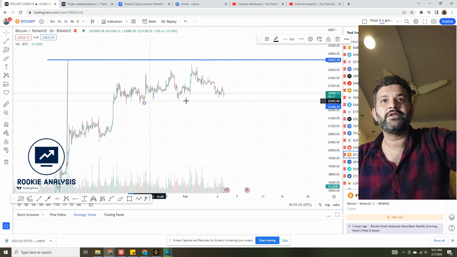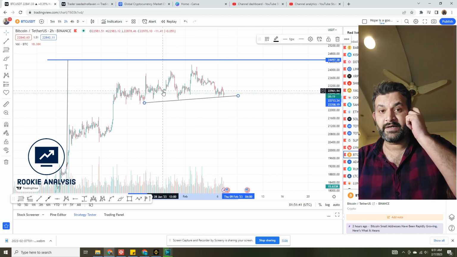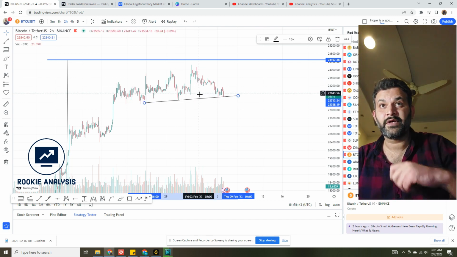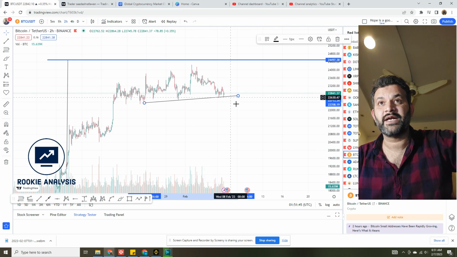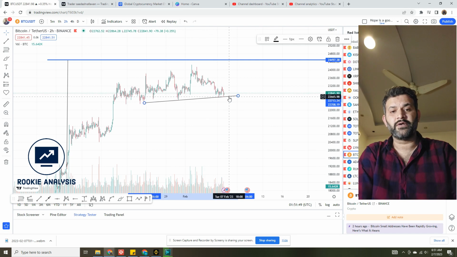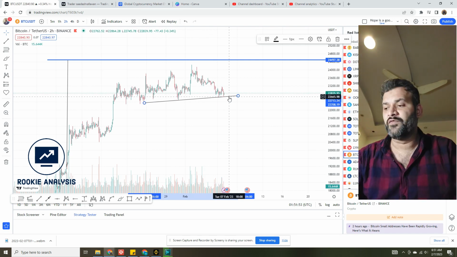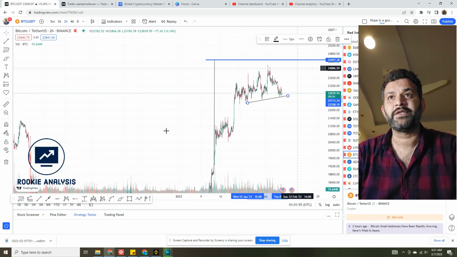So this is our head and shoulder pattern. Let me show you clearly. This is our left shoulder. This is the head, and this is gonna be a right shoulder. We're gonna see a breakout. It's not gonna be, in my opinion, it's not gonna go up. It's gonna go down first, and then we'll see a move towards the upward direction.